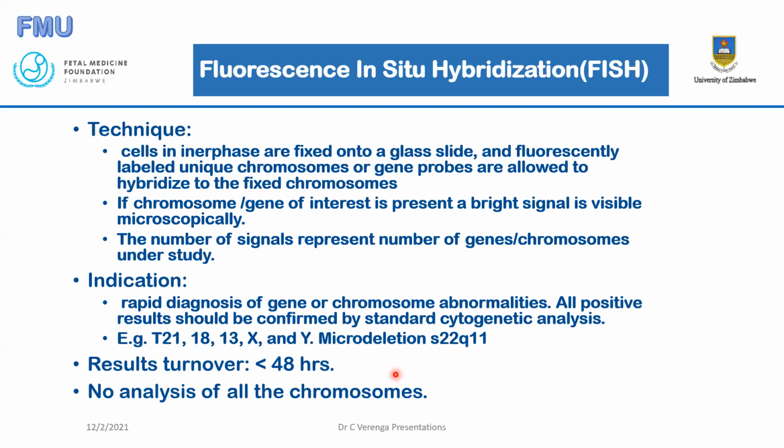A FISH will give us results within 48 hours. In our case, the turnaround time is around 5 days because of the transportation to SA. So we can know very quickly if trisomy 21, trisomy 18 or 13 is there or not. This is how the results are interpreted in the laboratory, to just show you.